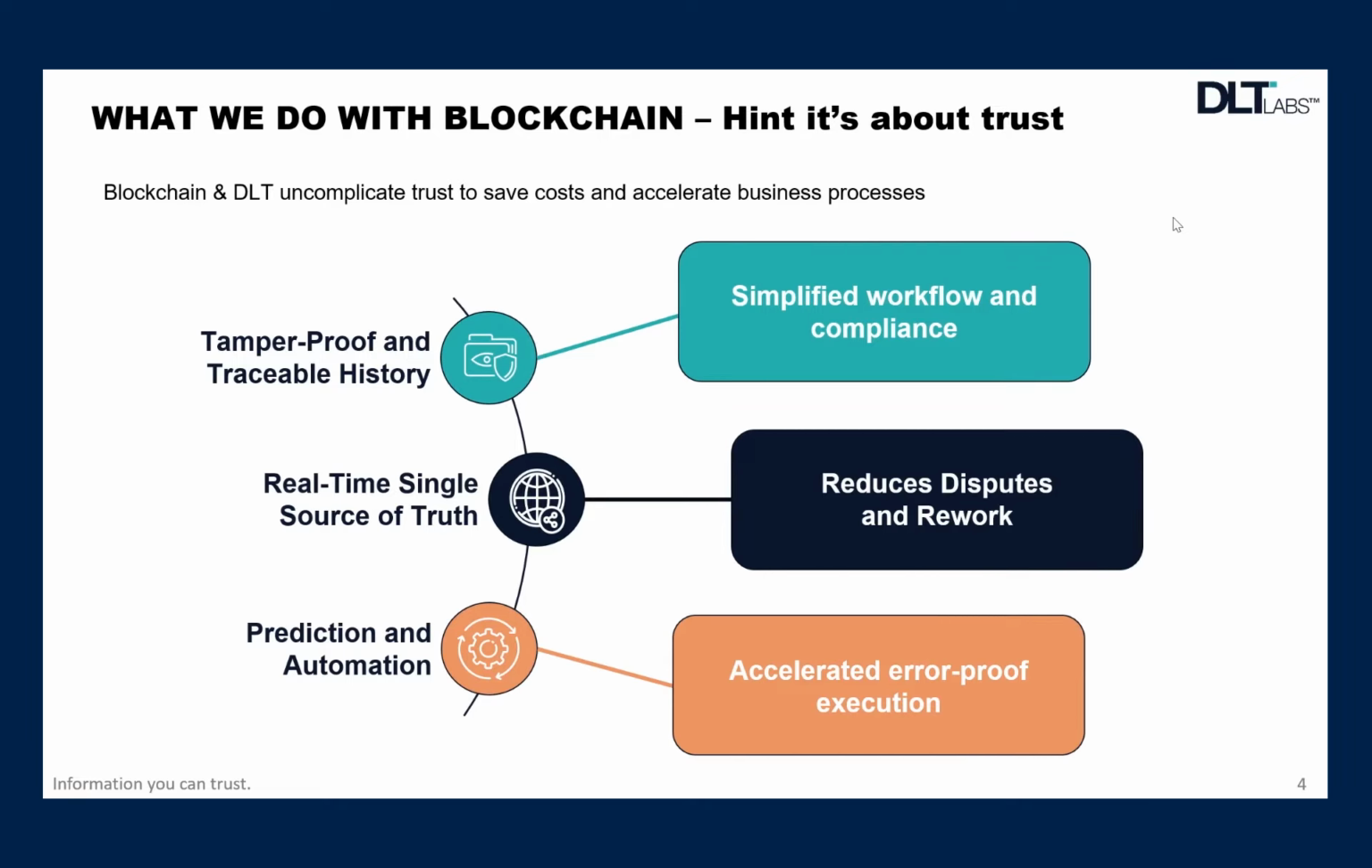So when I think about blockchain from a technology standpoint, and again, link it back to business outcomes, there are three key areas of the technology that provide tremendous business benefit. And they really boil down to an immutable and tamper-proof history. So the inherent benefits of blockchain allow us to provide real-time compliance and auditability of information.